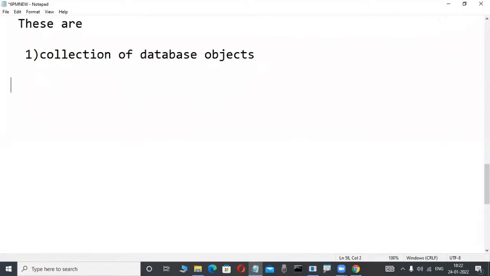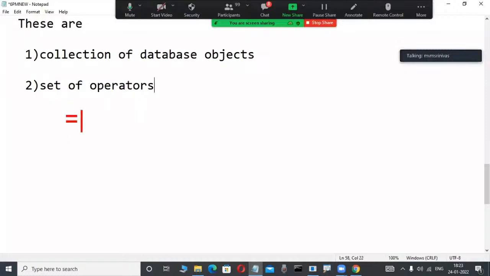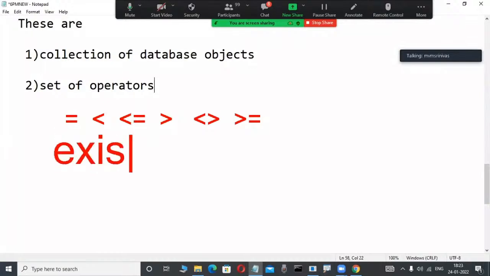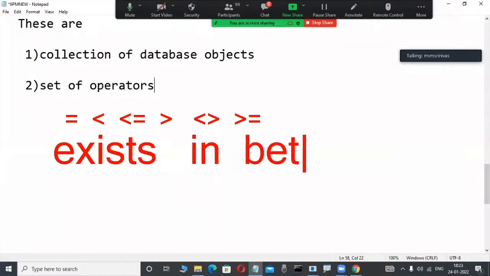In our courses we are learning not only the collection of database objects. In any relational data model product, we observe another easy concept: a set of operators. Operators, as in C language or Java: equal to, less than or equal to, greater than or equal to, not equal to. Not only these operators, but in every relational data model there are different operators. Suppose EXISTS is an operator, IN is an operator, BETWEEN is an operator.